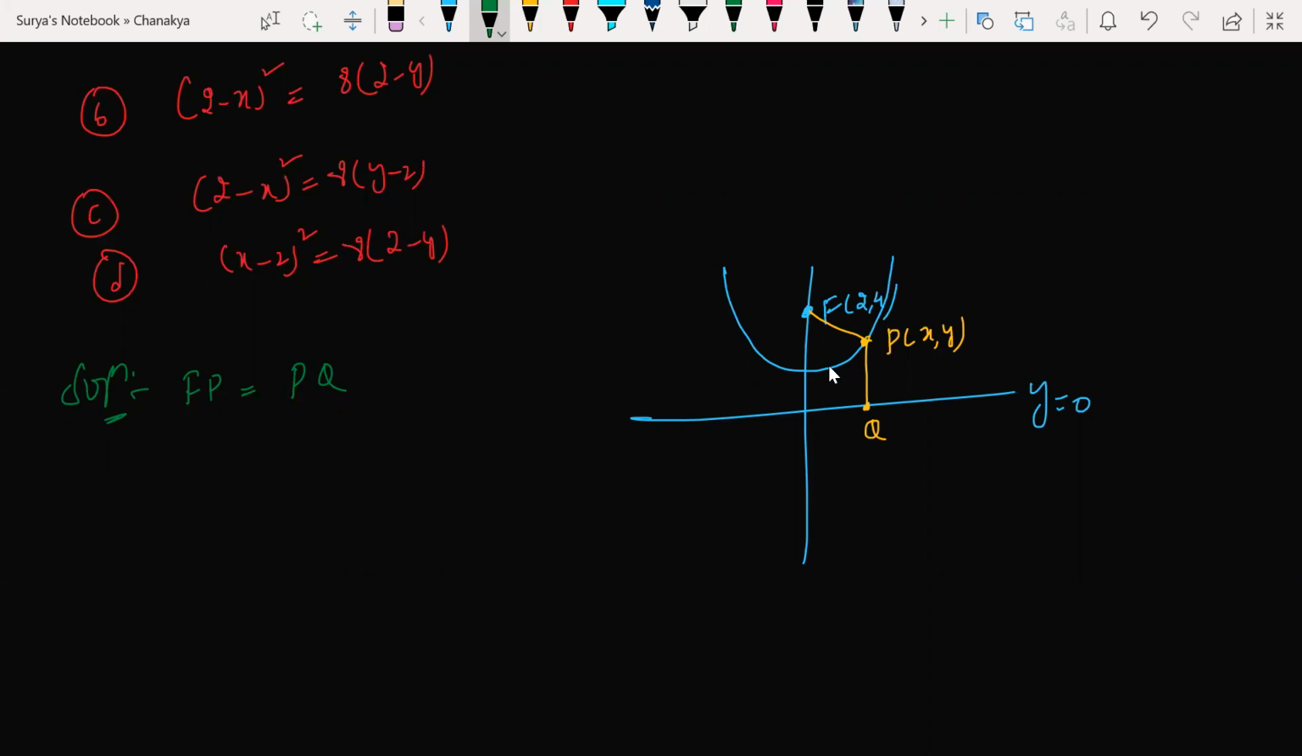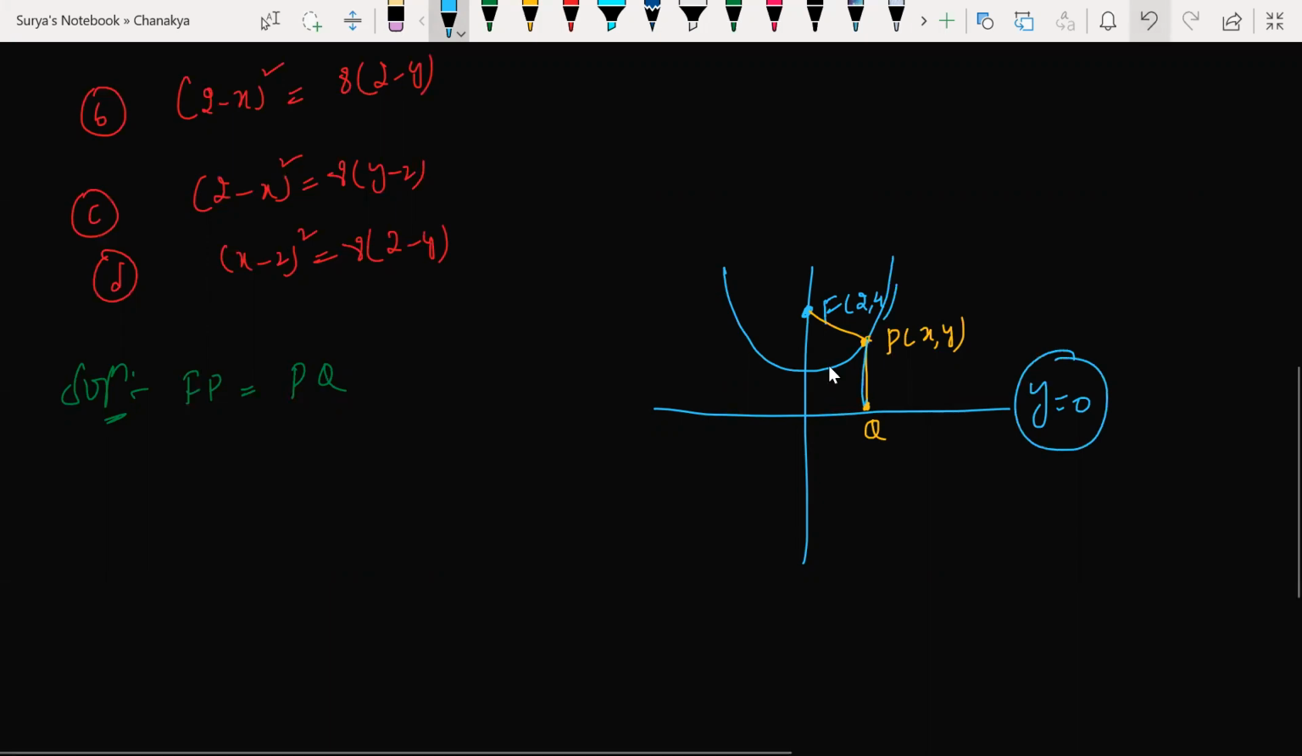If you observe this properly, beta, I have a line. Which line? Look at this. This is the line which I have here. Directrix line. If you observe this properly, y is equal to... see, perpendicular distance from a point to the line.